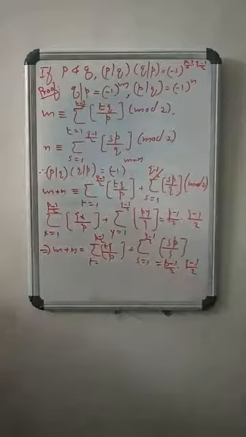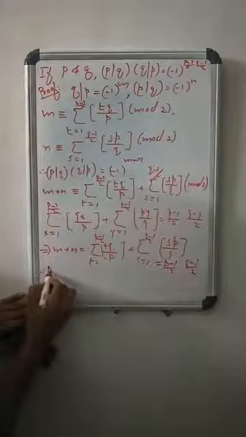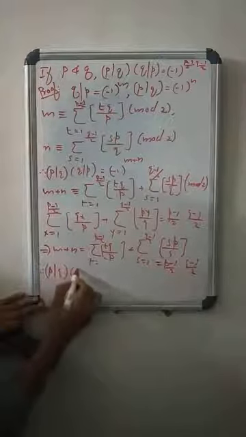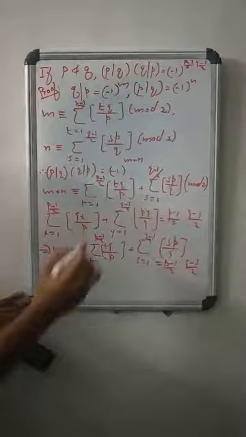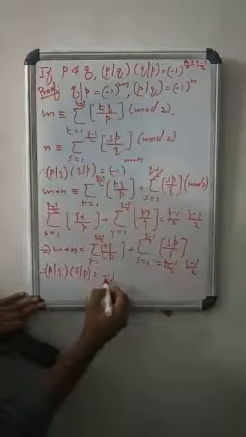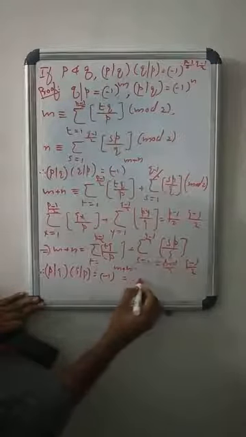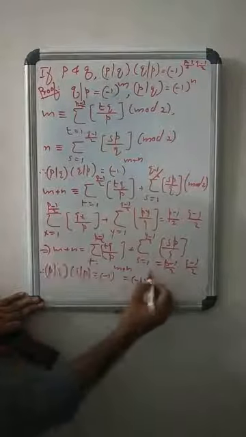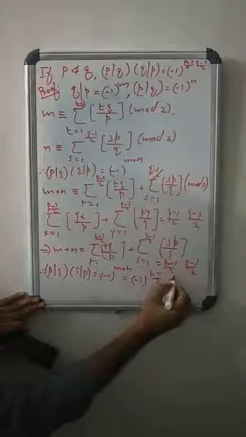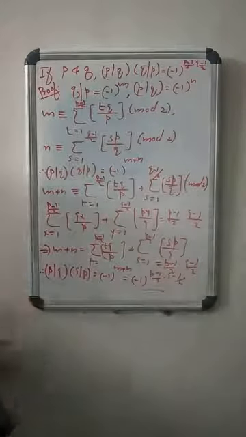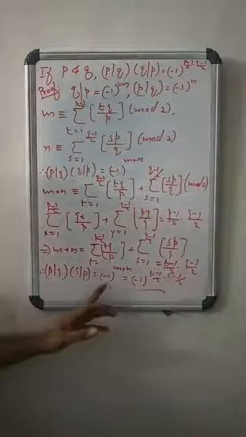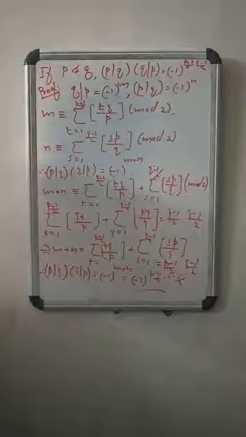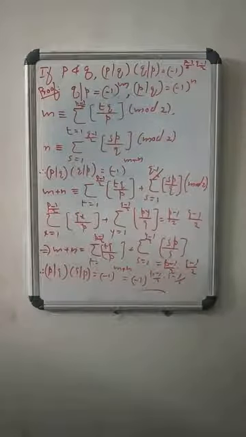Agreed? So, therefore, (p by q) into (q by p), minus 1 power m plus n, that equals minus 1 power, what is m plus n? m plus n is (p minus 1)/2 into (q minus 1)/2. What is it that we require here? So (p by q) into (q by p) is minus 1 power (p minus 1)/2 into (q minus 1)/2. Clear? Okay.